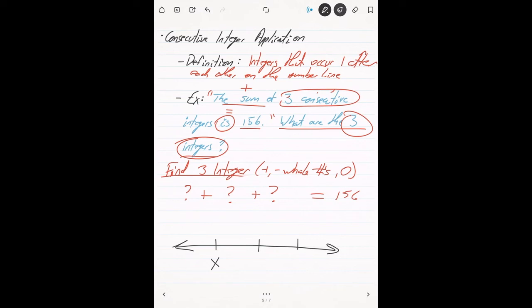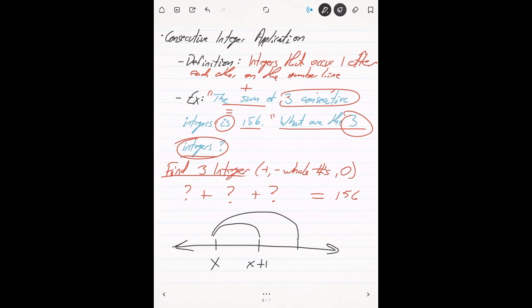How does this help me? Well, what would the next number be? The number right after it on the number line. Well, I don't know what that number is. But I know it's 1 more than the previous number. Wait a minute. It's 1 more than the previous number. If the first number is x, then the second number is x plus 1. What would this number be?